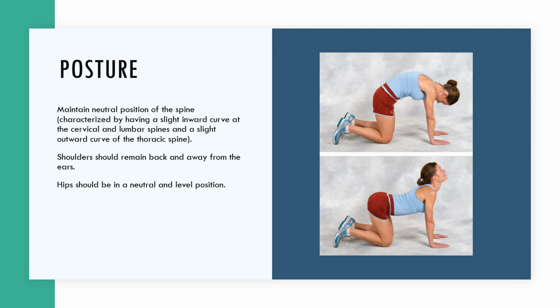Some reminders for correct postural alignment are listed in the following text. Maintain a neutral position of the spine, characterized by having a slight inward curve at the cervical and lumbar spines and a slight outward curve of the thoracic spine. Shoulders should remain back and away from the ears. Hips should be in a neutral and level position.